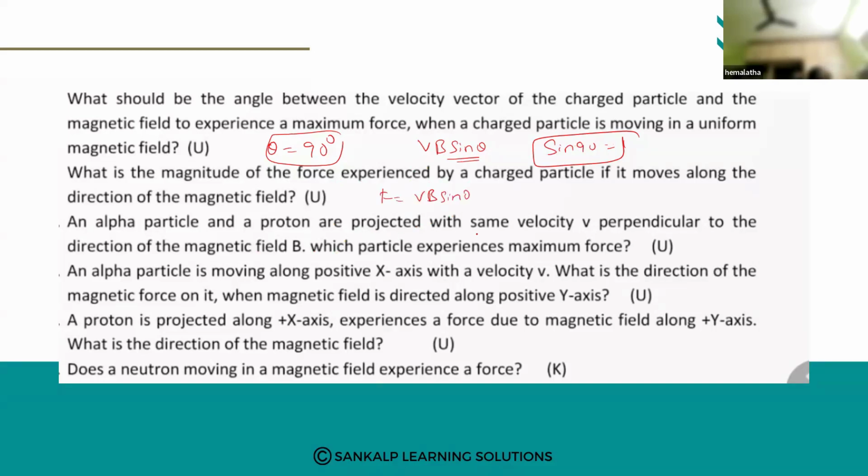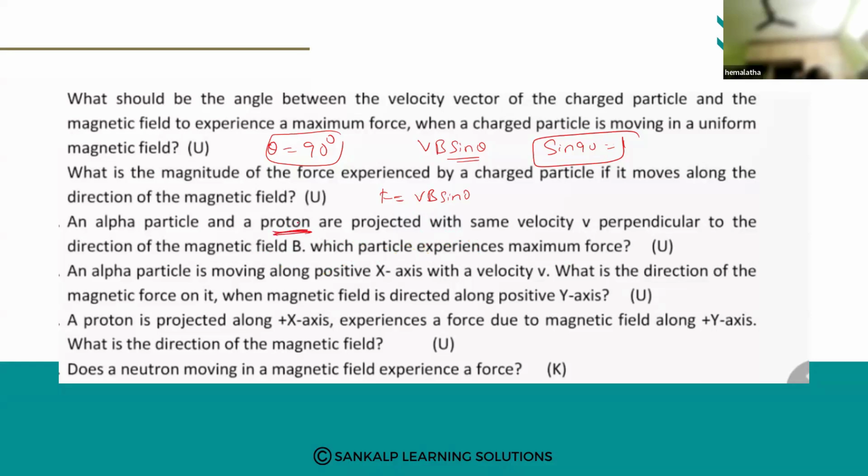A proton and an alpha particle are projected at the same velocity. Which particle experiences the maximum force? Whichever has the higher velocity experiences more force. Velocity is maximum for what? Proton. Wherever it is, it is the proton.